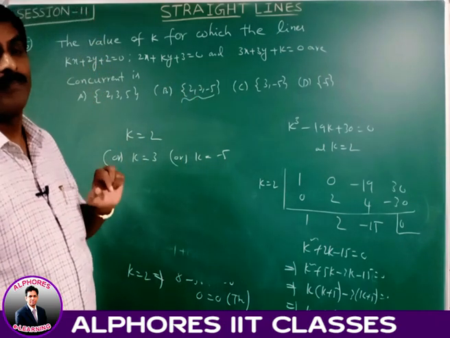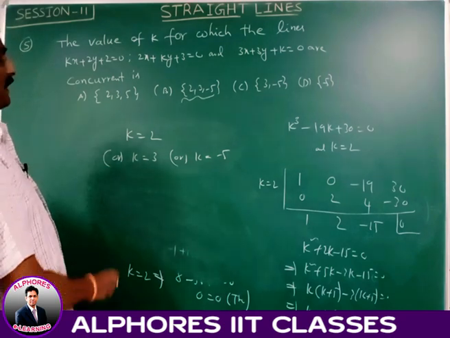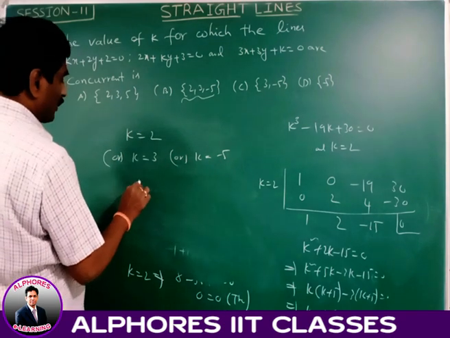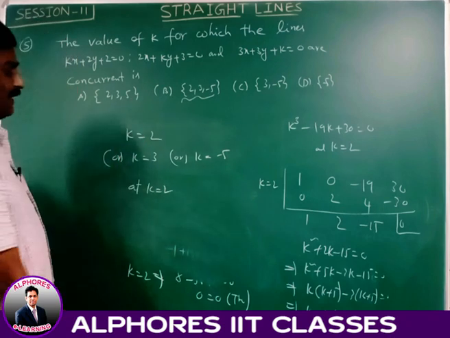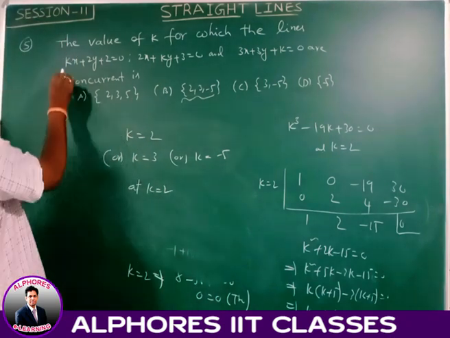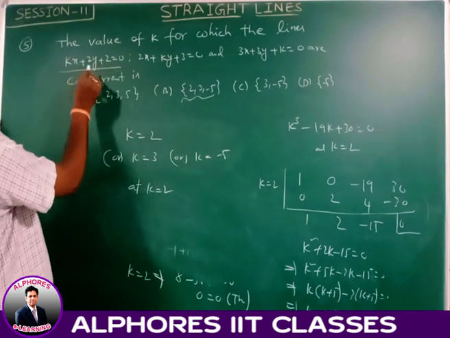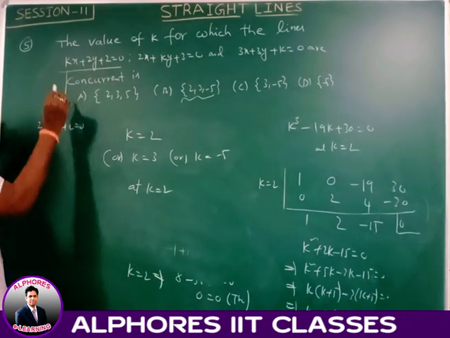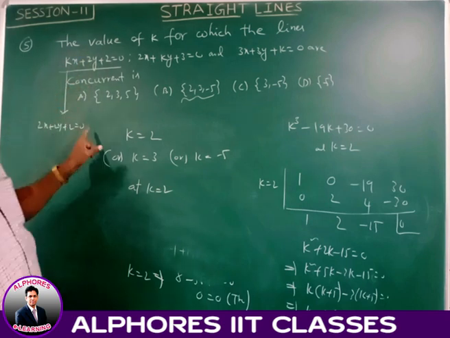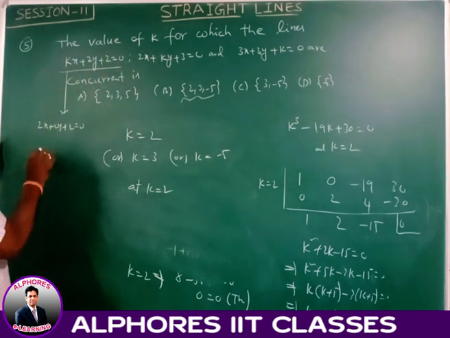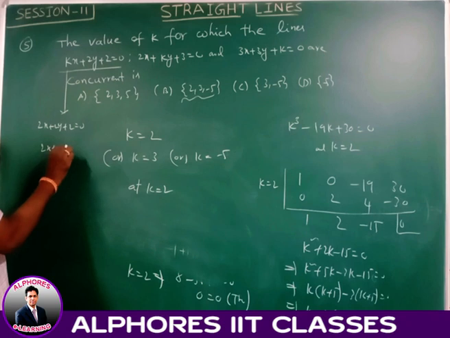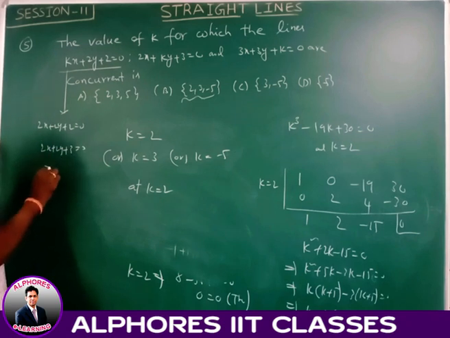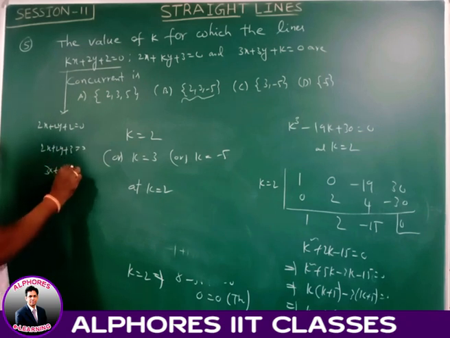It is correct. But at the same time, at k is equal to 2, please observe these equations. The given equation kx plus 2y plus 2 can be reduced into 2x plus 2y plus 2 is equal to 0. The second equation can be reduced into 2x plus 2y plus 3 is equal to 0. The third equation is 3x plus 3y plus 2 is equal to 0.